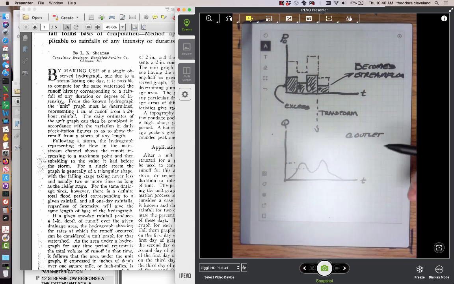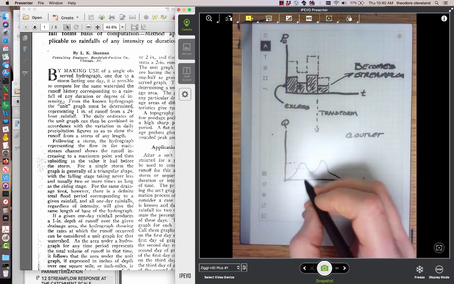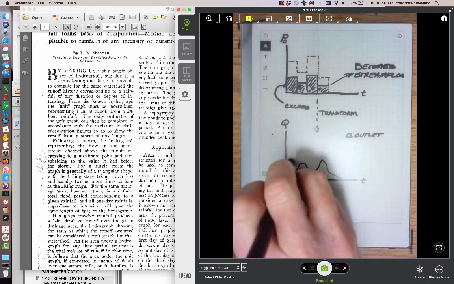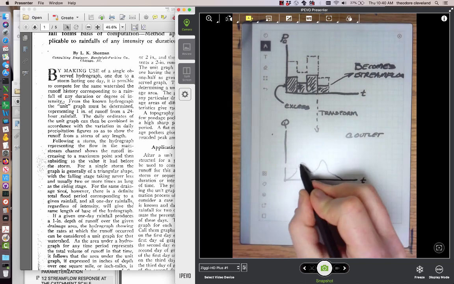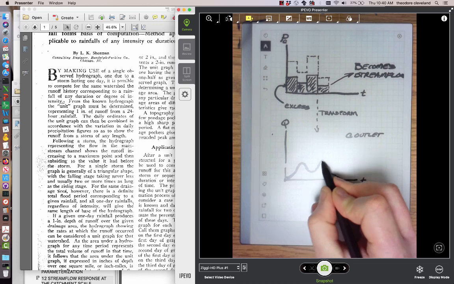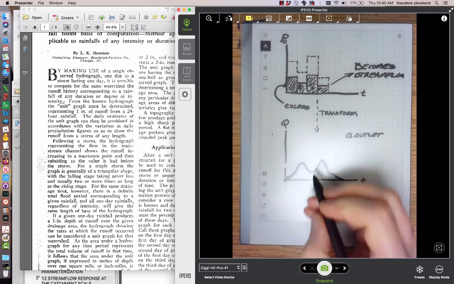Maybe it looks something like that. Now the key thing is ignore these dots that I'm disappearing. Now you don't have to ignore them, they're gone. So perhaps that is our hydrograph at the outlet.